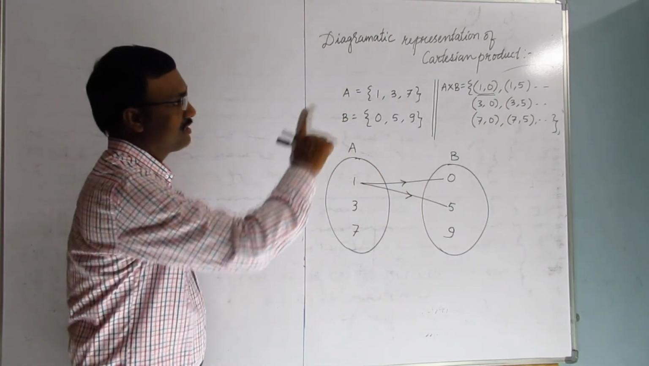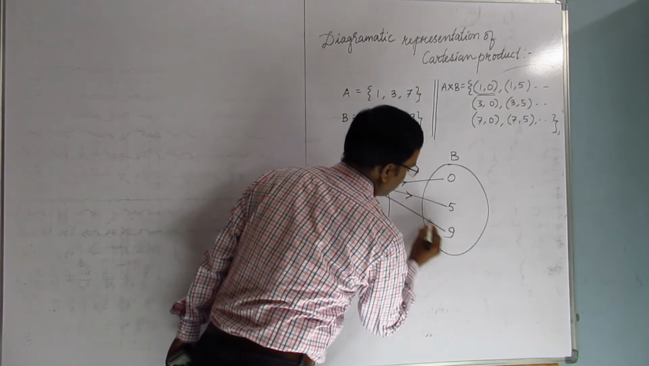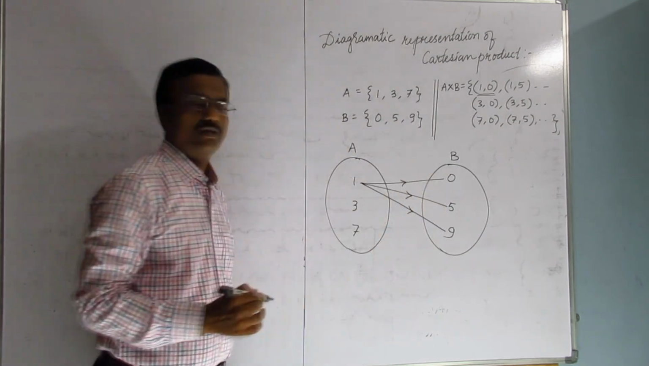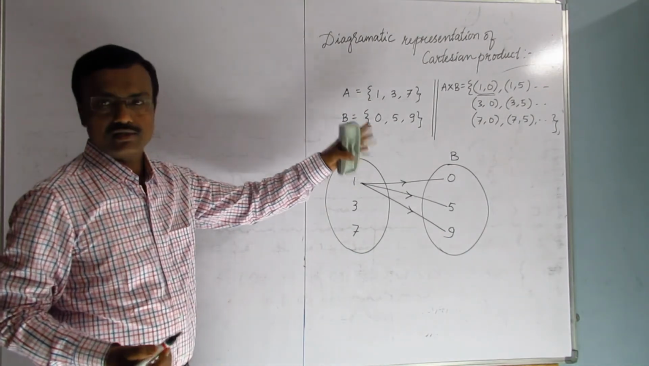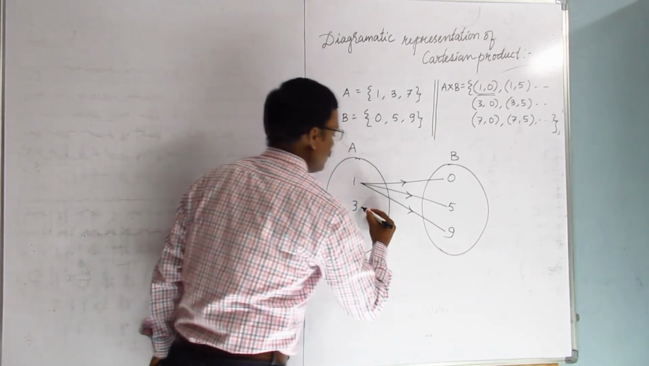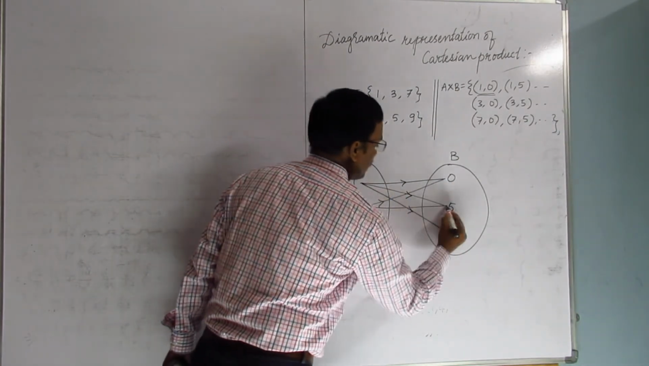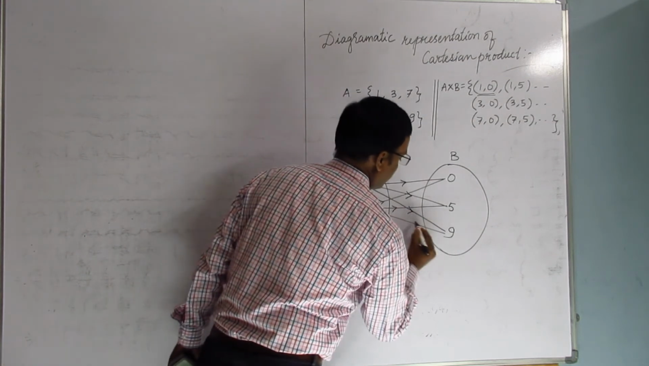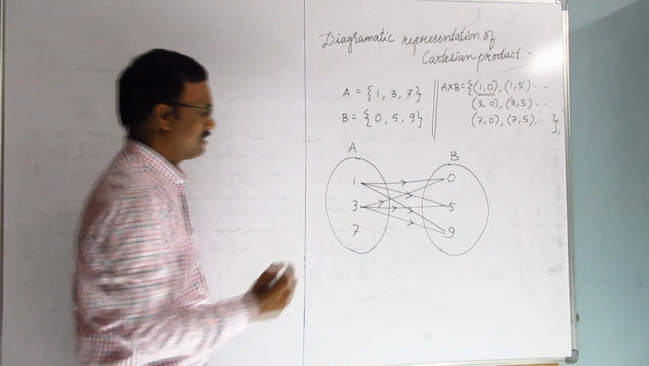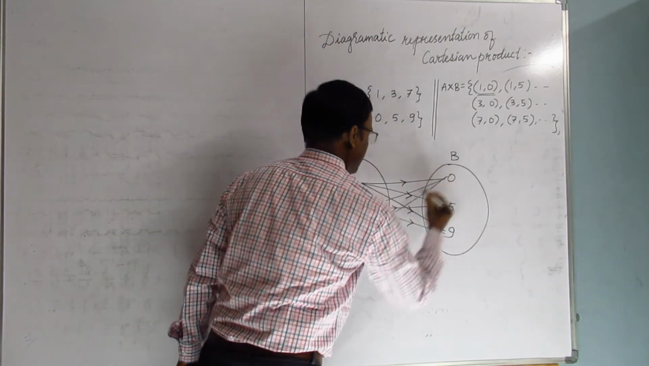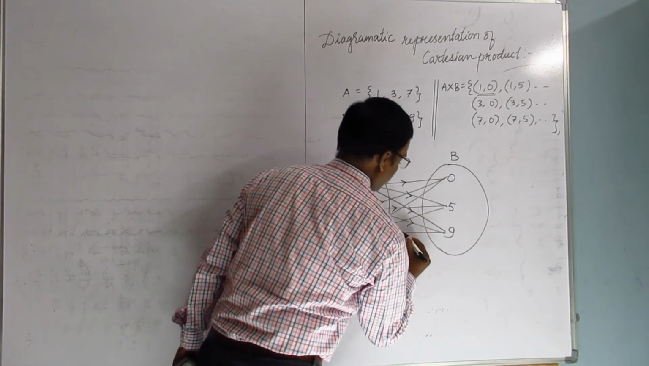Very simple. Next is (1, 9). So connect it like this. And secondly with the element 3. So (3, 0). You connect it like this. Then (3, 5) like this and (3, 9). And now the last line to be shown, (7, 0). Connect it like this. Then (7, 5) and then (7, 9).